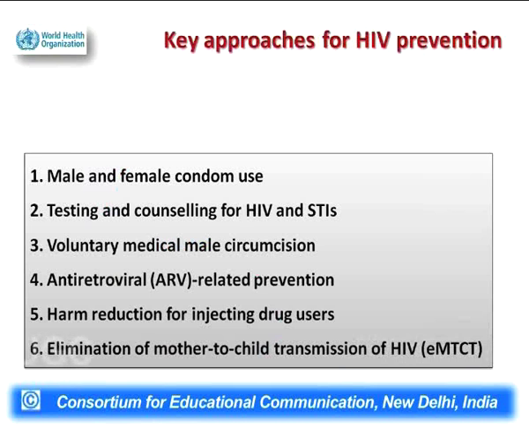Now the key approaches for HIV prevention are, first, use of female and male condoms. Second, there should be proper testing and counseling of the HIV and sexually transmitted infected individuals. So whosoever is getting infected should go for proper testing and counseling, where the antiretroviral therapies and everything will be given in proper time. Then there should be a start of proper antiretroviral therapies, and elimination of mother to child transmission, where the mother is pregnant, so the mother to child transmission should be prevented as far as possible.